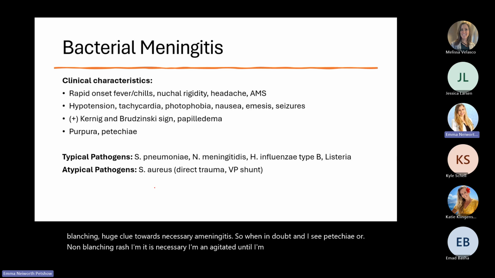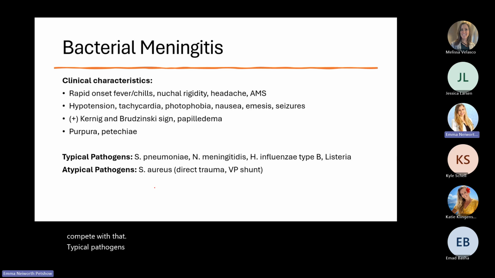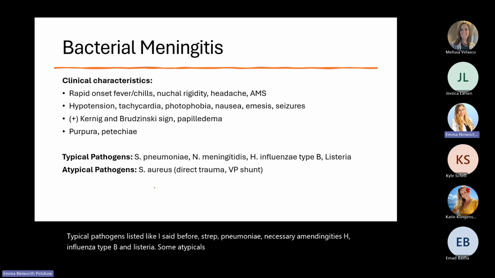This is because they have endotoxins, so they have endotoxin-mediated vascular injury. They can essentially break down the vasculature via their endotoxin, so it's pretty hard to compete with that. Typical pathogens listed, like I said before: Strep pneumoniae, Neisseria meningitidis, H. influenzae type B, and Listeria. Some atypicals would be related to exposure, like trauma. That would be your Staph aureus.